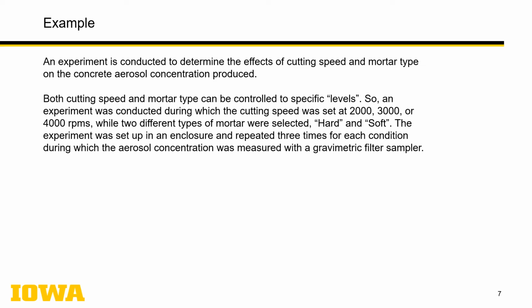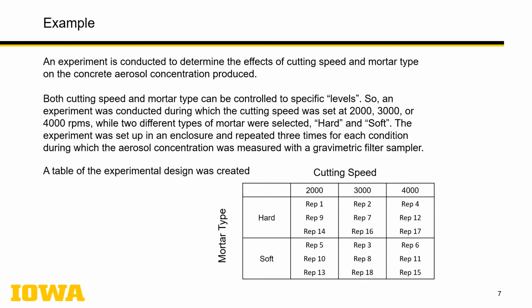Okay, so this is an experiment in terms of exposures, say, to workers while they're cutting mortar with a certain type of cutter. So we can set this up in a table, and I encourage you always to do this whenever you're designing your own experiment. How can you tabulate it like this? So we see from the description that there were 3 different cutting speeds, so we need to have 3 columns associated with cutting speed. And there were 2 different mortar types, hard and soft, so we have these 2 rows.